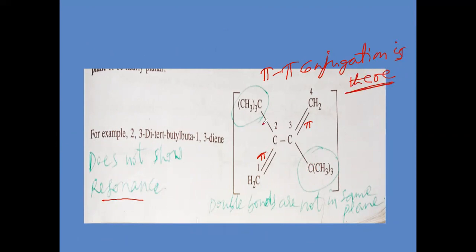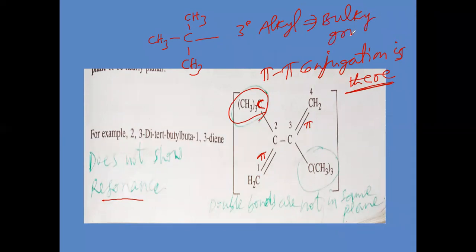The reason is what? See, here is a bulky group. Here this carbon is attached to how many carbons? CH3, how many times? Three times. This carbon is attached to three methyl groups. So this is a tertiary alkyl group. A tertiary alkyl group is bulky. Bulky group means heavy group. Because of these two bulky, heavy groups, the delocalization is not allowed here.